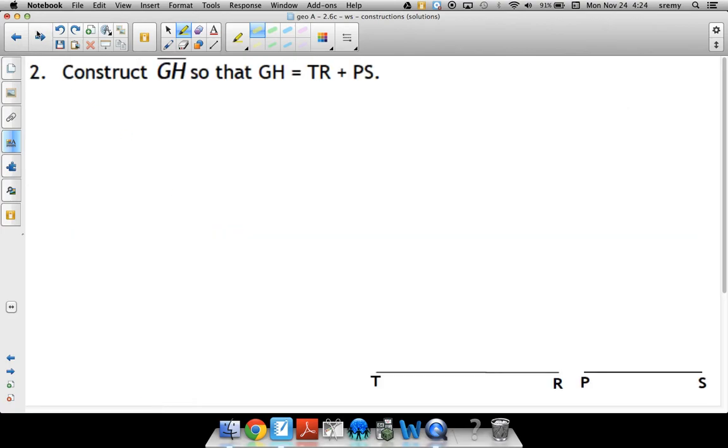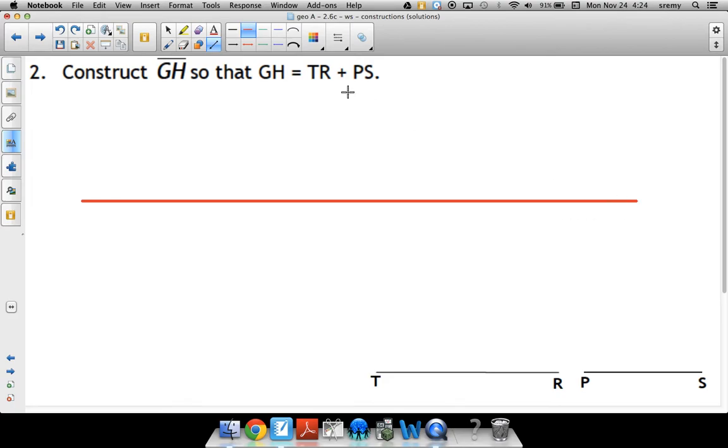Alright, and you can find that video elsewhere. To construct a segment that is the length of two segment lengths added together, you're going to start with a segment much longer than what you think you'll need. And you're going to copy these two segments end to end. So let's copy TR.